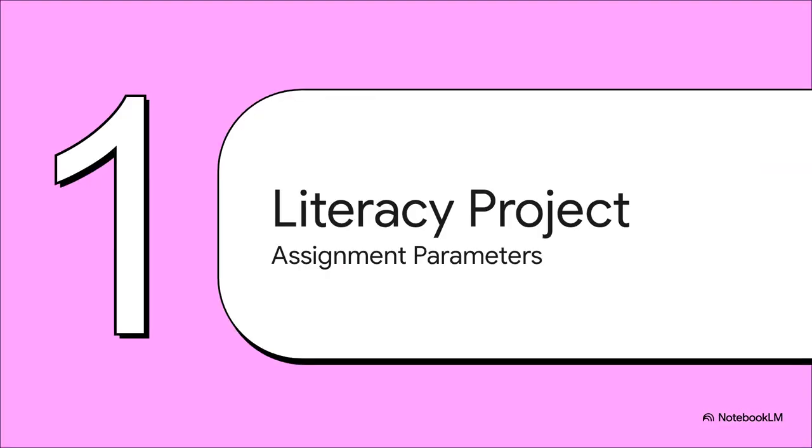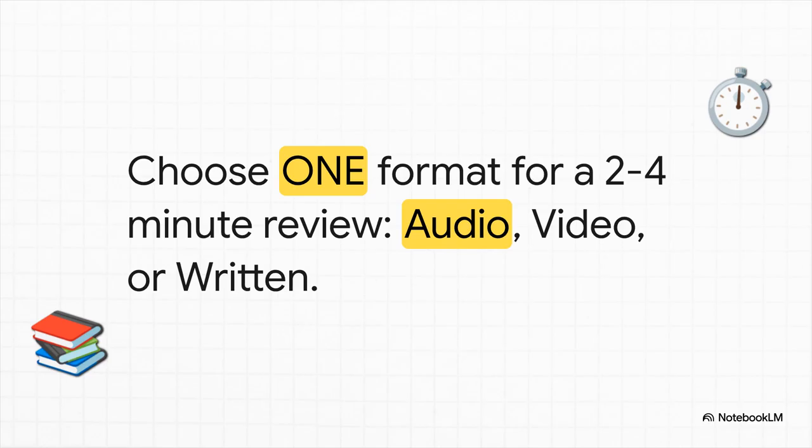Section 1. Your literature project. The assignment parameters. Before we get creative, we've got to know the rules of the game. All right, so you need to choose one final format for this assignment. You've got option A, an audio book review between 2 and 4 minutes, option B, a video book review, also 2 to 4 minutes, or option C, a written presentation. Now, you should really only choose option C if you feel totally uncomfortable recording audio or video. The goal here is a highly focused, concise review. Trust me, 2 to 4 minutes flies by, so every single word counts.